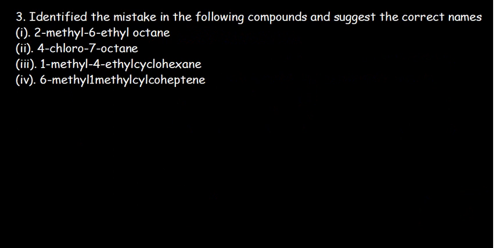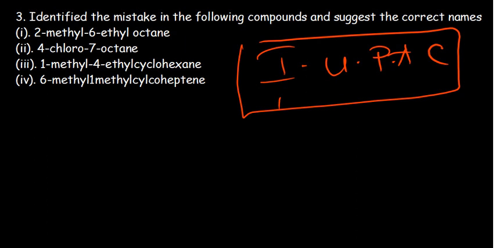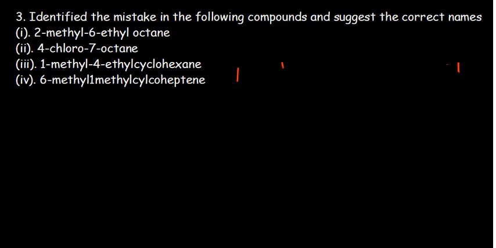Identify the mistake in the compounds and suggest the correct names. So there are some IUPAC rules that you need to understand. Okay. So of course you may be wondering what IUPAC stands for. IUPAC: it is the Institute of Pure and Applied Chemistry. Okay, so these are the ones that came up with the rules that are supposed to be followed when you're naming the compounds, of course based on their structures, right?